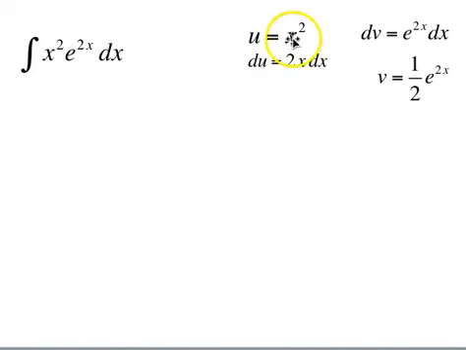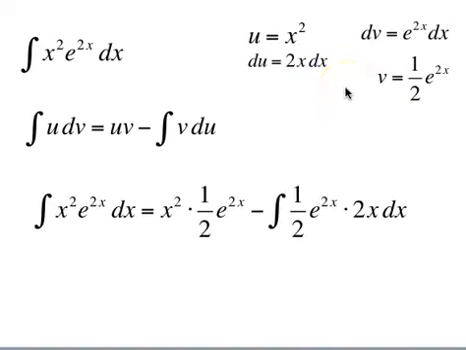We want uv, x squared times 1/2 e to the 2x, minus the integral of v du, minus the integral of 1/2 e to the 2x times 2x dx. Simplifying this a little bit, you'll notice the 1/2 times the 2 becomes 1, so this integral is just the integral of x e to the 2x dx. This is x squared times e to the 2x over 2.